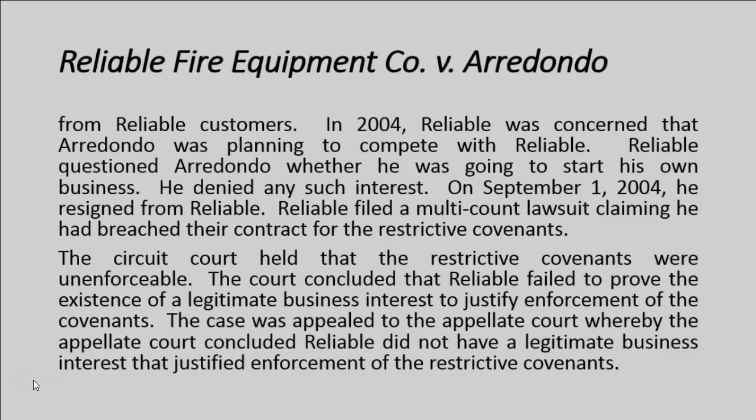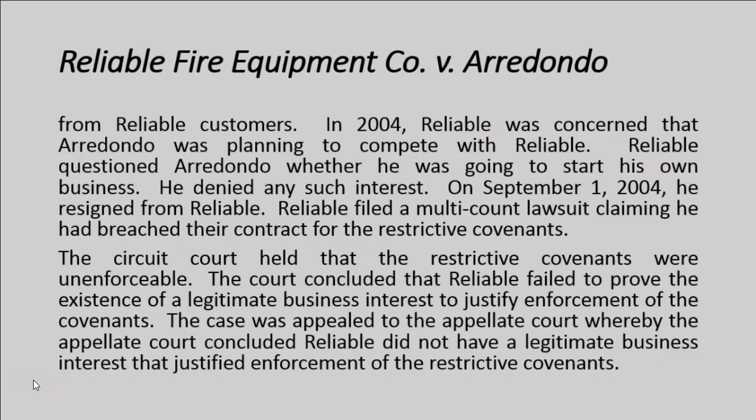In 2004, Reliable was concerned that Arredondo was planning to compete with Reliable. Reliable questioned Arredondo whether he was going to start his own business. He denied any such interest. However, on September 1st of 2004, he resigned from Reliable, and Reliable suspected that he was involved in an endeavor which violated their restrictive covenant rights based on the contract that was entered into years earlier.